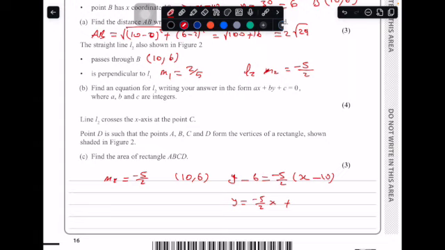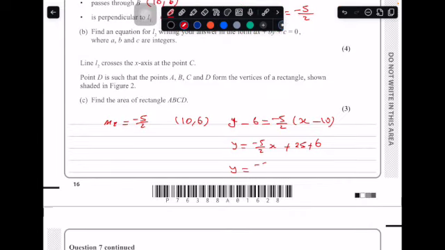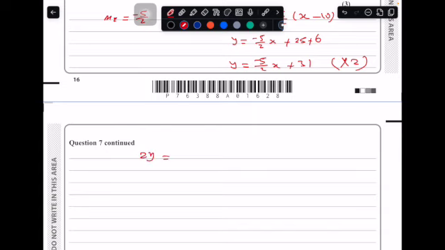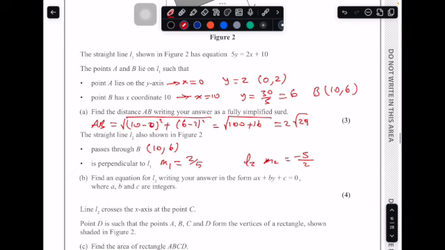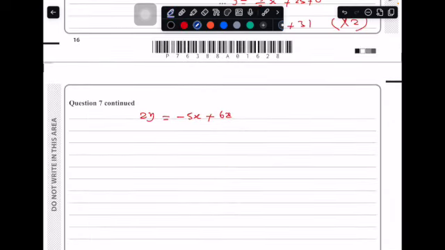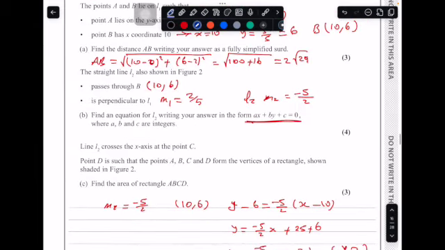Yes, 25 plus 6. So y is equal to negative 5 over 2 x plus 31. Multiply the whole thing by 2. It will be 2y equals negative 5x plus 62. Put it in the form that he requires, ax plus by plus c equals 0, where a, b, and c are integers, which will be 5x plus 2y minus 62 equals 0. That's wonderful so far.